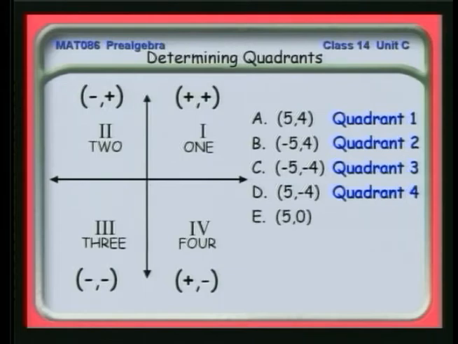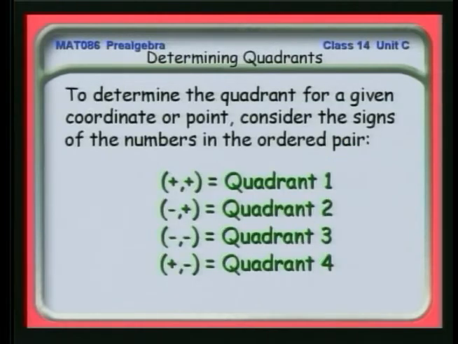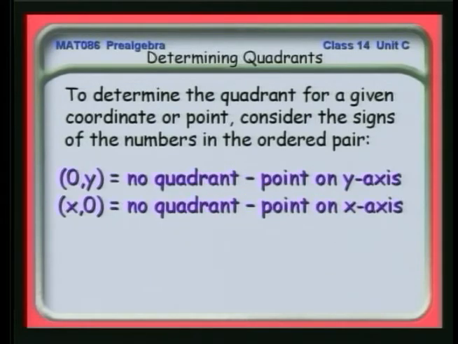Here's one. What about 5, 0? That's going to be right on the line of the y value. It'll be right along the x-axis. And we say that this point is not in a quadrant because it's right on one or the other of the axes. Just to review, here are what the relative values are for each of the quadrants. And we can also say that if we have a value that is lying along the y-axis, in other words, x is 0, or the other way, that is not in a quadrant.